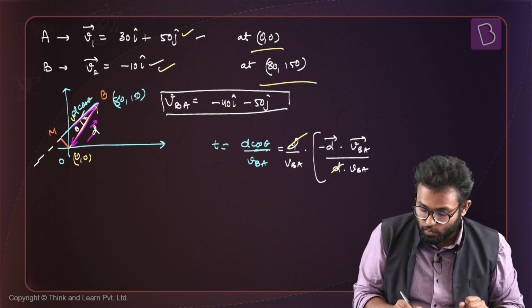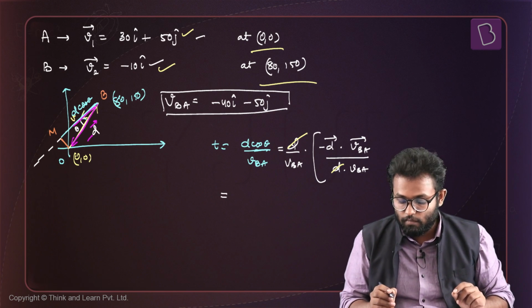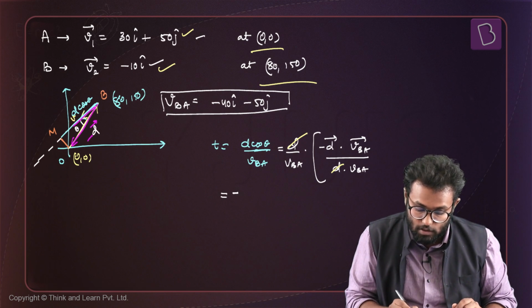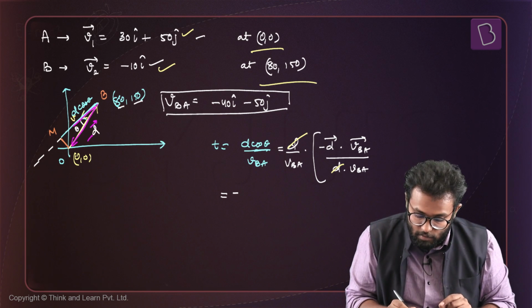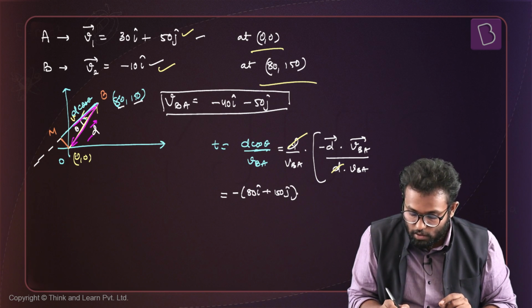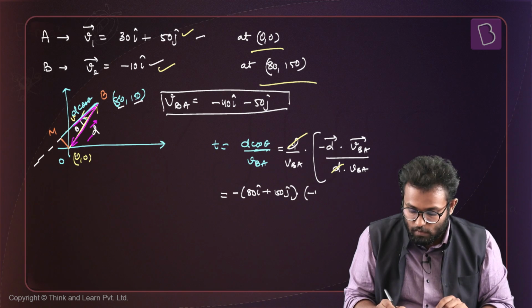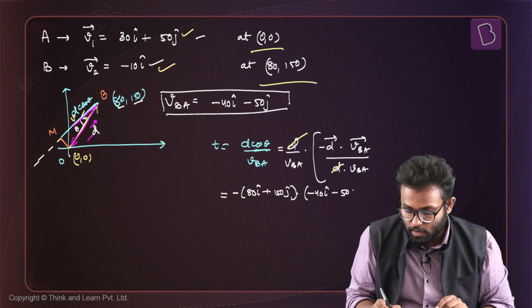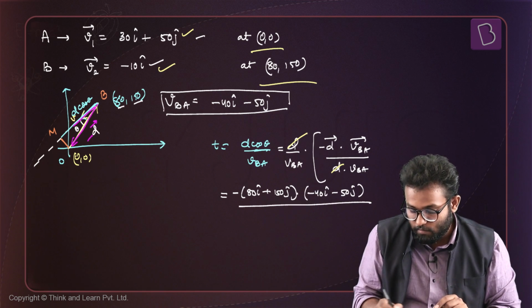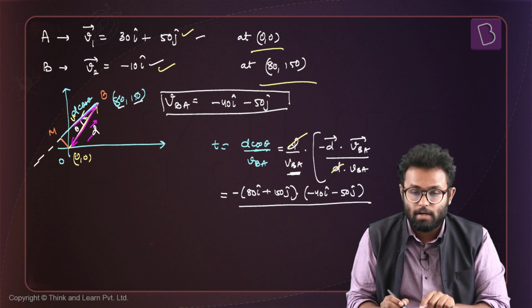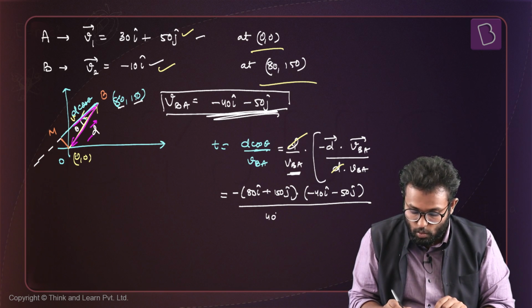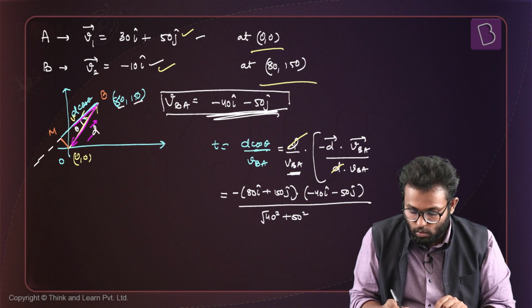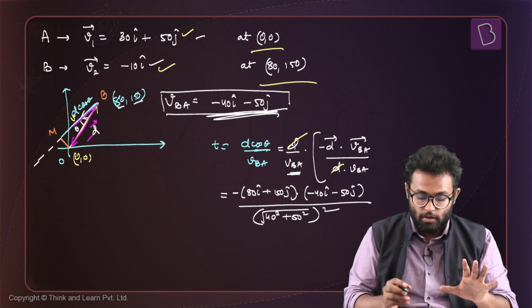And this will become equal to, well, now what will be minus d dot VBA? So minus d is, what is minus d? So minus of, what is this d vector? This is 80, 150, that's the position vector. So d vector will be 80 i cap plus 150 j cap. Now that is dotted with VBA, which we have found out to be minus 40 i cap minus 50 j cap. Cool. All right, nice. Divided by VBA squared. So what is VBA? It's the speed, right? That's the magnitude of this vector. So that is under root of 40 square plus 50 square, squared. Cool. So that we have gotten.